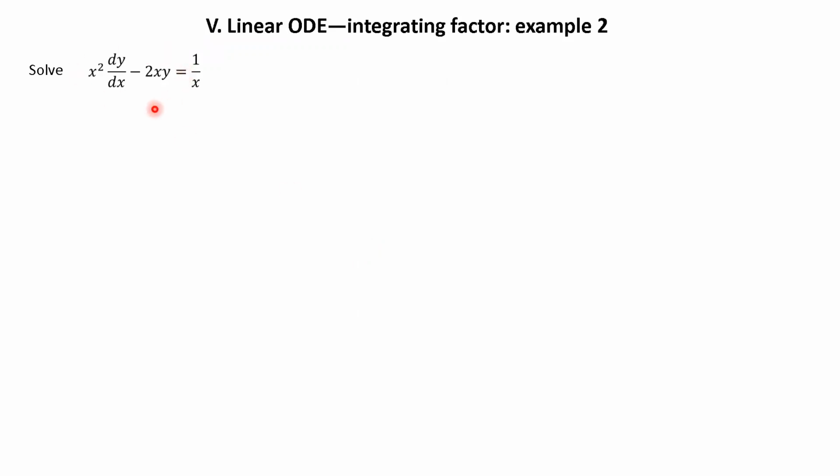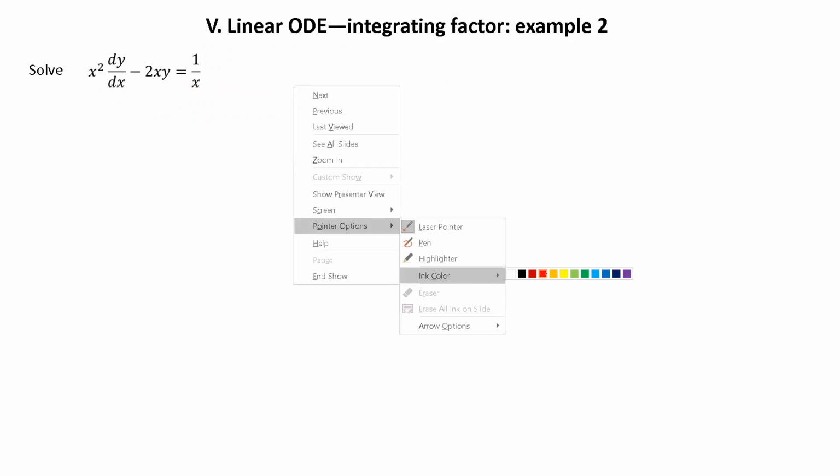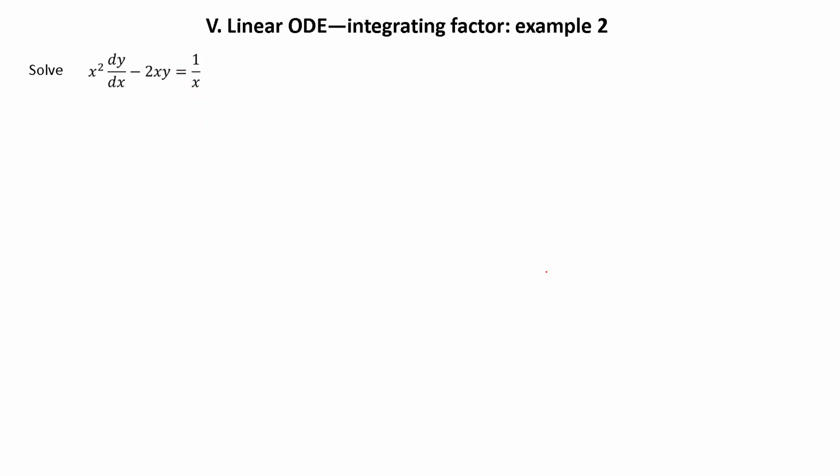Here is another example. This time it is slightly more complicated. First of all, always remember the form that we are looking for in a linear ODE, this one. Because first we look for this form, since we know that r of x is always this.